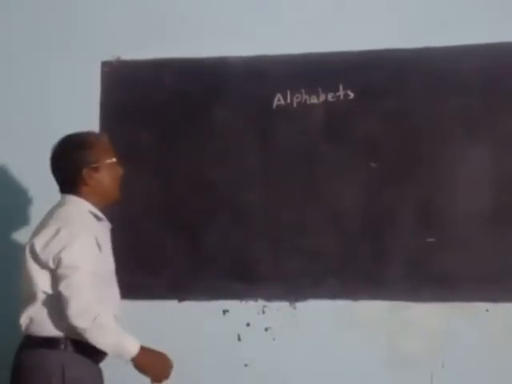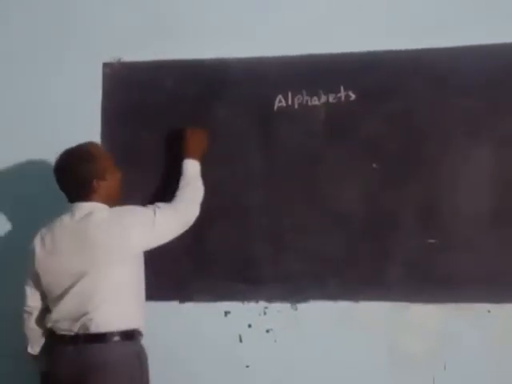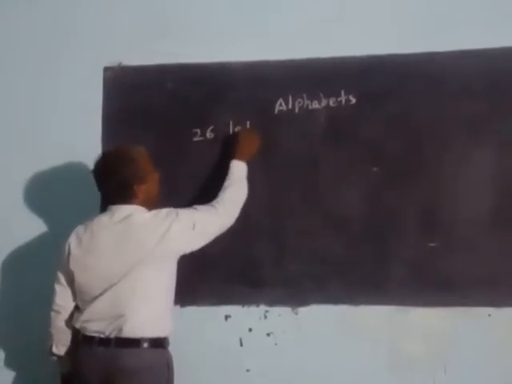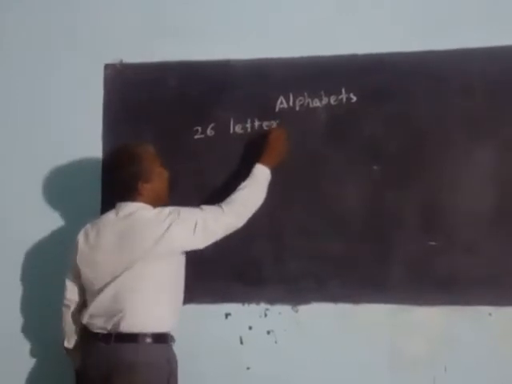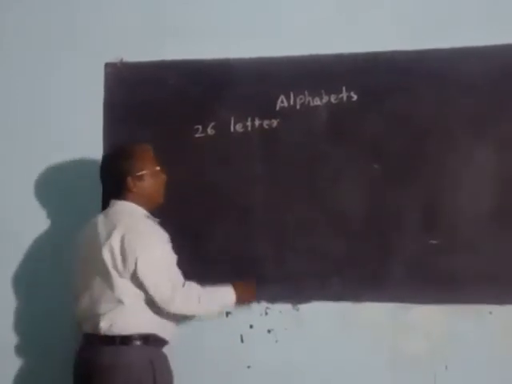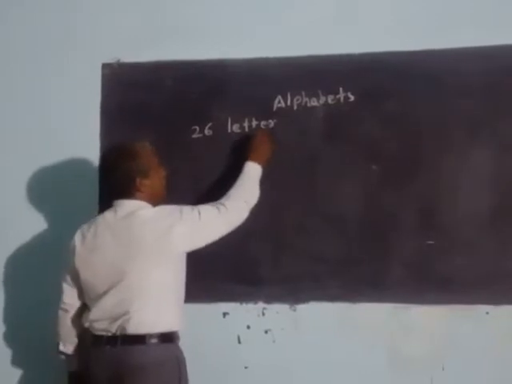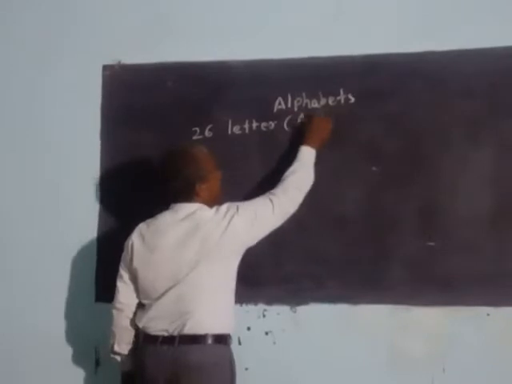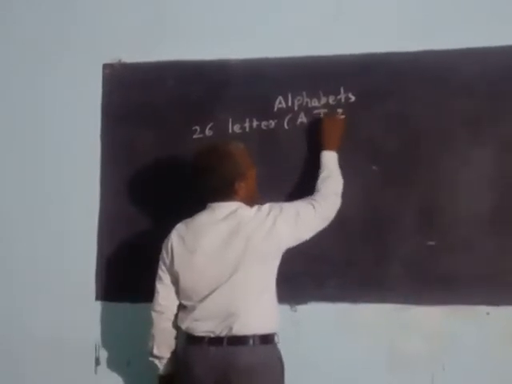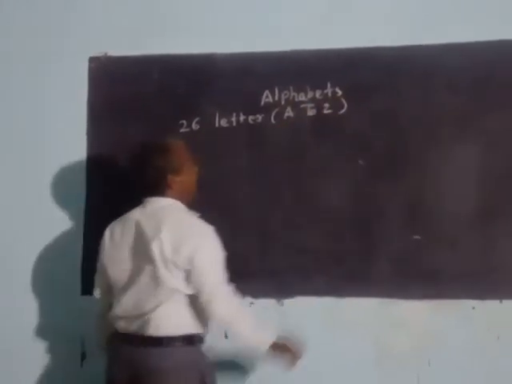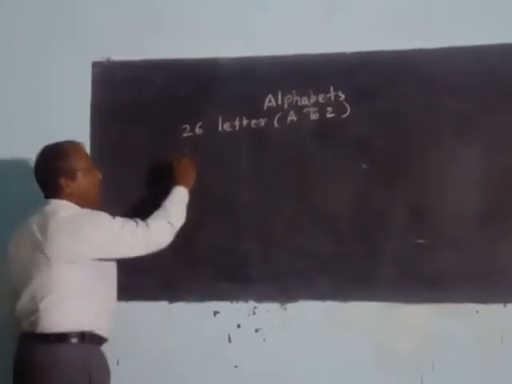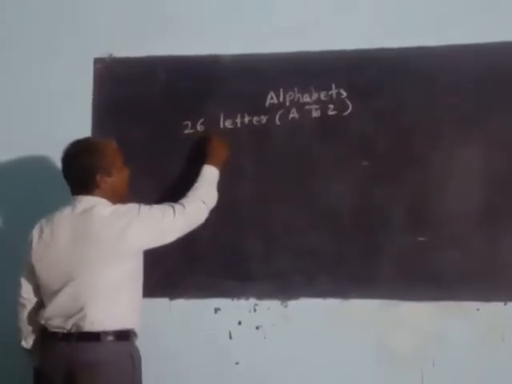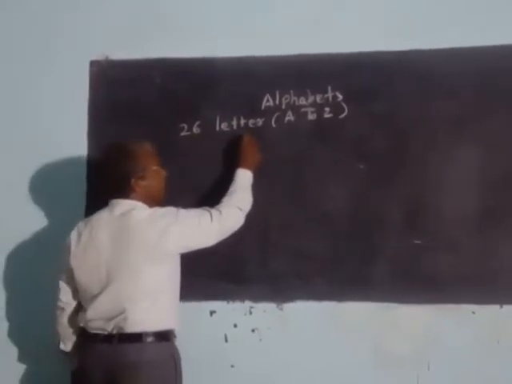Alphabets are called letters. There are 26 letters in English. Those are the A to Z letters. We saw the types of letters, capital letters and small letters.